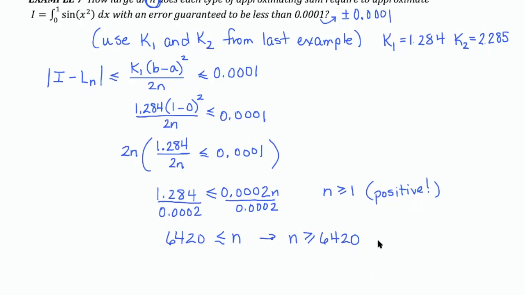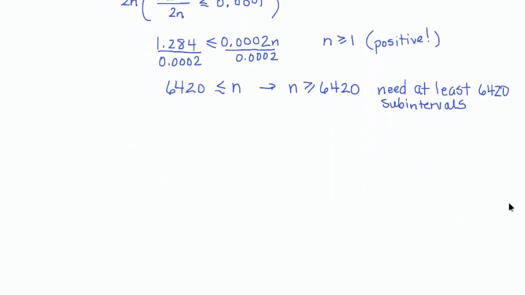Okay, so again, this is telling me I would need at least 6,420 subintervals. Now, for comparison, the book, again, because they used a different K1 value, they used 1.5, they actually got 7,500. Again, you needed even more because your K value wasn't the tightest K value it could be. All right, so the rest of these are going to work the same way. So I'm going to do the setup, and then I'm going to kind of skip through the calculations.